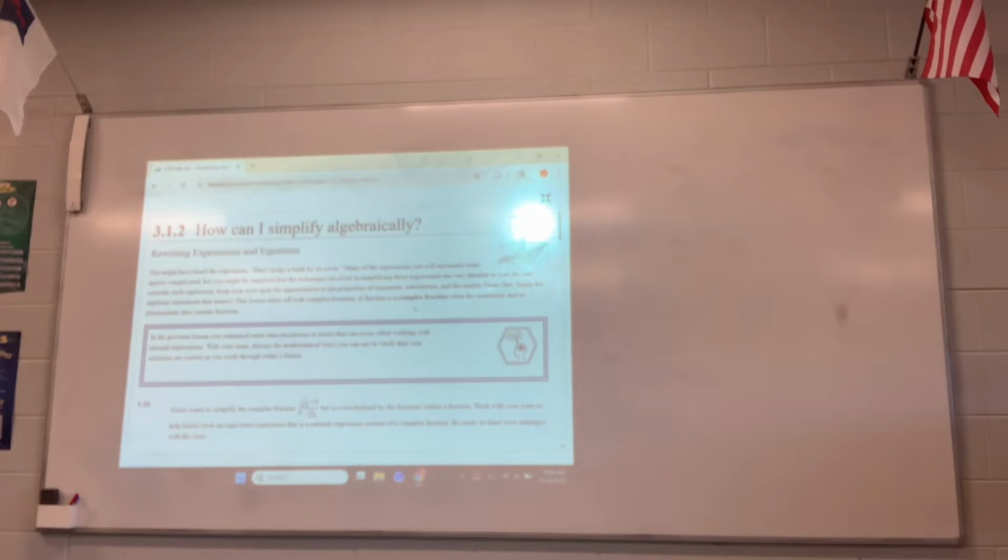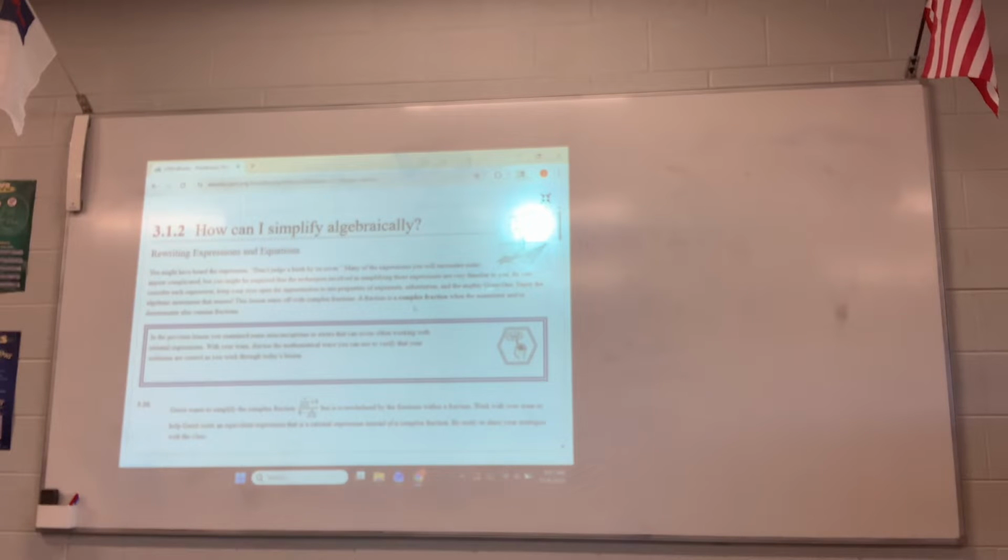All right, so building on our rational expressions, we did multiply, divide, add, subtract rationals, fractions, common denominator. You might have heard the expression, don't judge a book by its cover. Many of the expressions you will encounter today appear complicated, but you might be surprised by the techniques involved in simplifying these expressions. They're very familiar, okay? As you consider each expression, keep your eyes open for opportunities to use properties of exponents, substitution, the giant one, right? Enjoy the algebraic merriment that ensues.